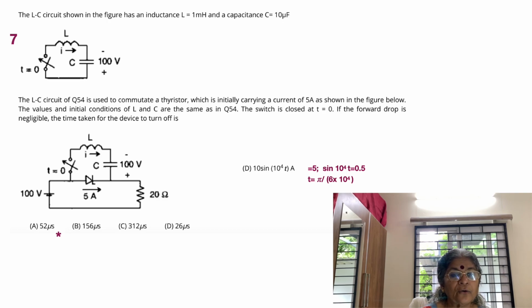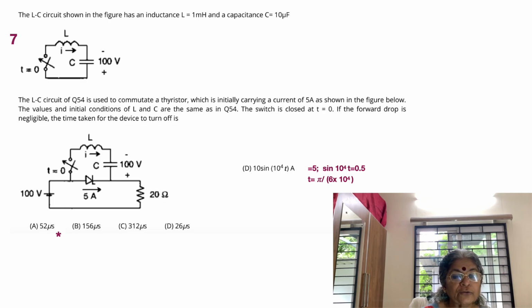Okay, the LC circuit is used to commutate a thyristor. As I said earlier, transients have a big bearing on the power electronics of circuits. So we commutate a thyristor which is initially carrying a current of 5 ampere. The thyristor, the switch diode, is clearly shown carrying a current of 5 ampere from the anode to the cathode. And then there's a 100 volt source in the circuit, as also 20 ohms. And we also have the LC circuit which we earlier spoke about.